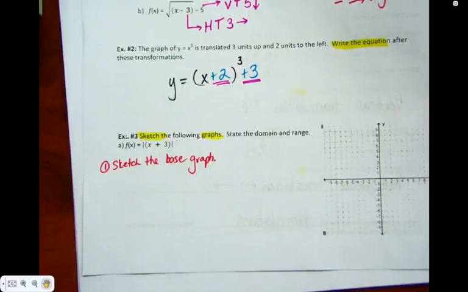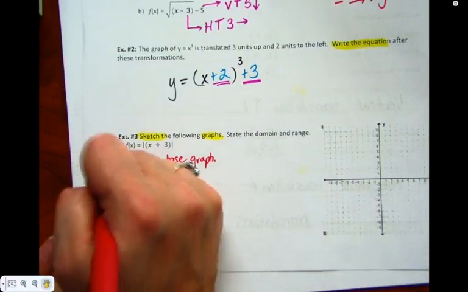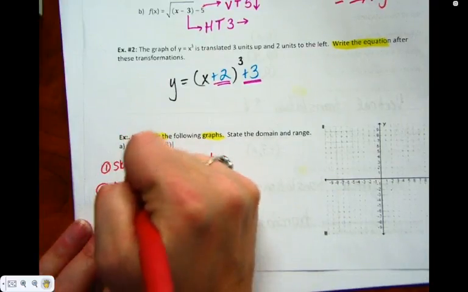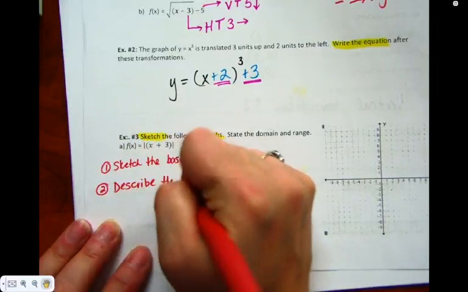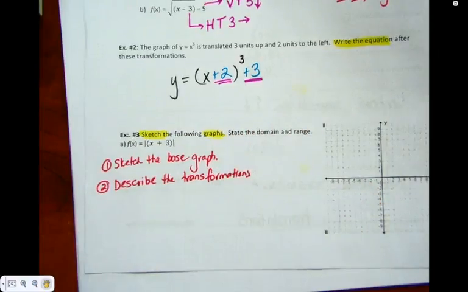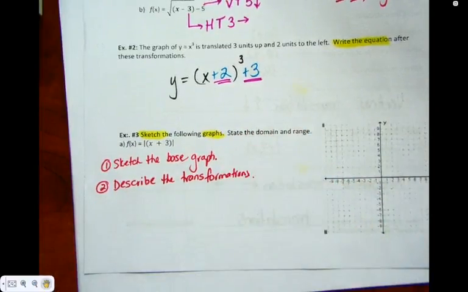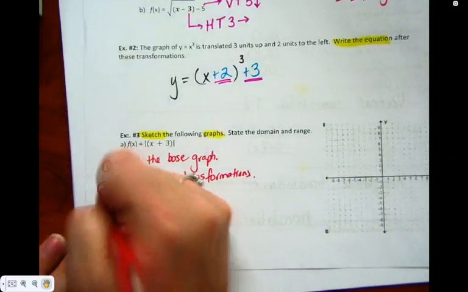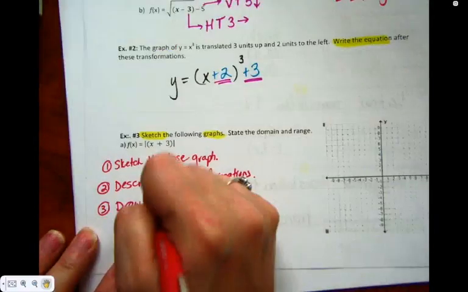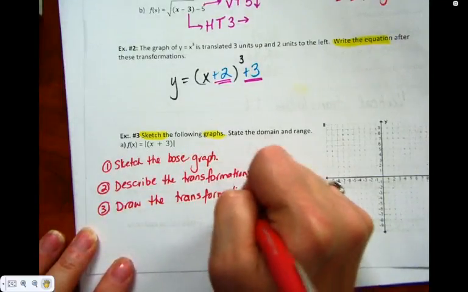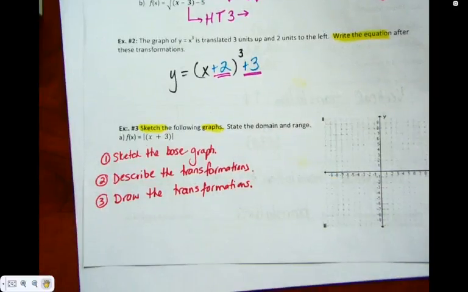I'll tell you what that means in a second. Step 2, describe the transformations. Good luck, guys. That's why we practiced in step 1 describing them, because we need to describe them in order to graph them. Draw the transformations. That's not nice.